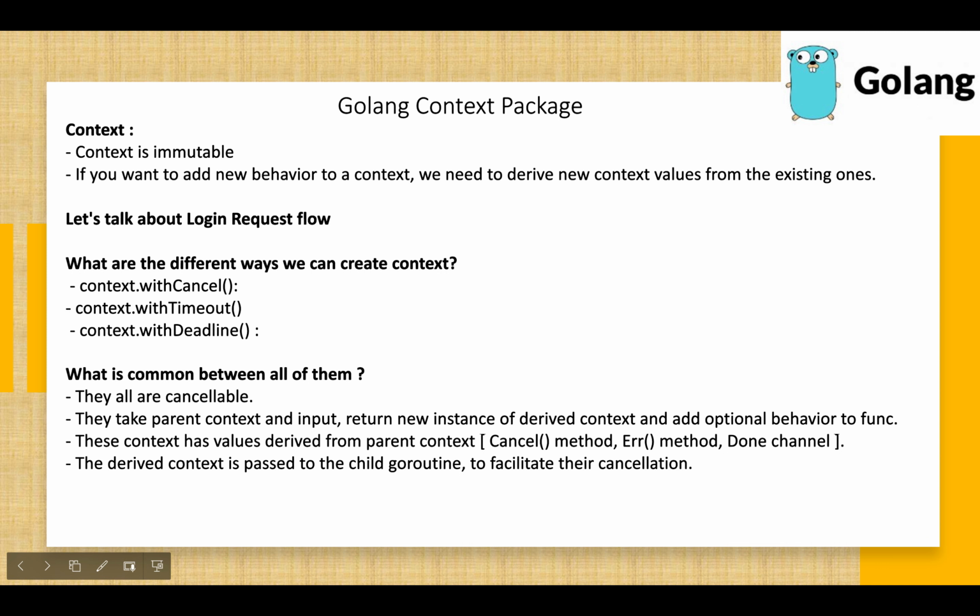So what are the common things between all of them? They all are cancelable. They take the parent context as an input and generate a new context of the context type and add the optional behavior to this context. The derived context has values from the parent context like cancel method, error method, and done channel, etc. The derived context is passed to the child goroutine to facilitate their cancellation.